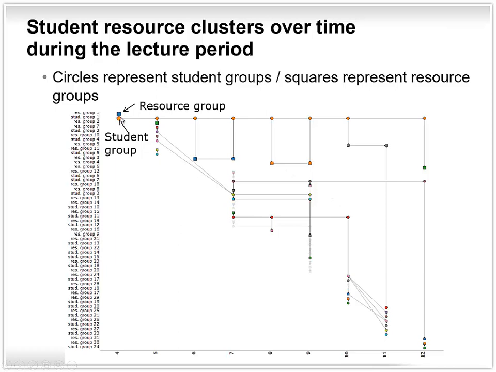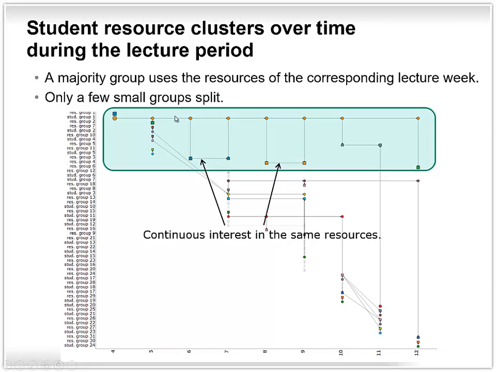This orange group is a group that we would call the mainstreaming group. So this group shows a certain continuous behavior with interest in the same resources at some given point in time, but of course changing resources over time according to what is prescribed in the course.